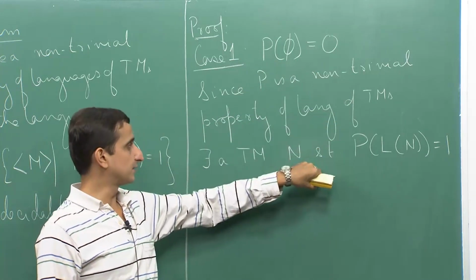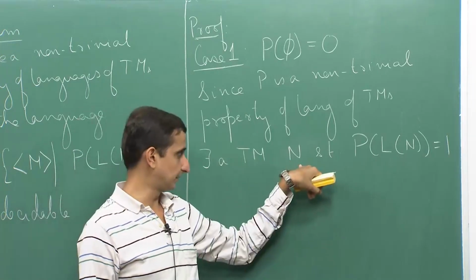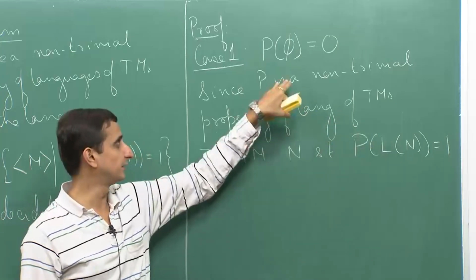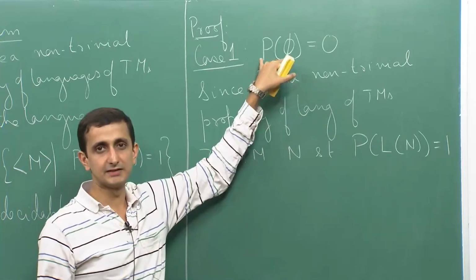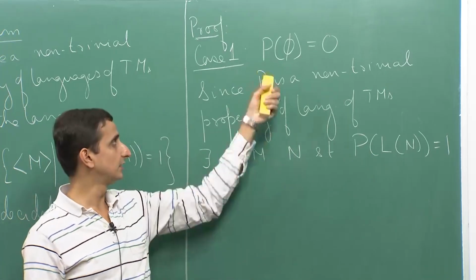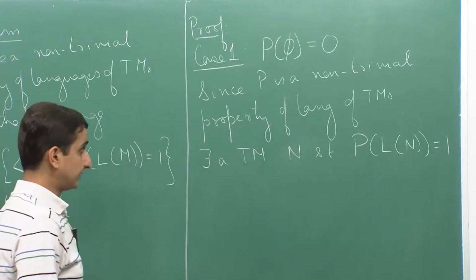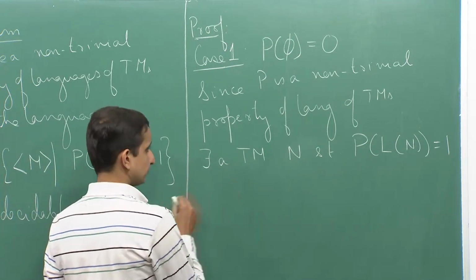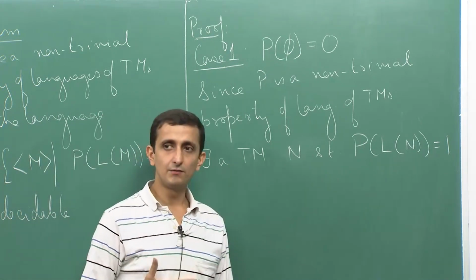Here we have a language which does not satisfy the property. So there must be some other Turing machine whose language satisfies it, and of course we can construct a Turing machine whose language is the empty set. We just have a Turing machine which rejects all inputs. So we of course have a Turing machine for phi.